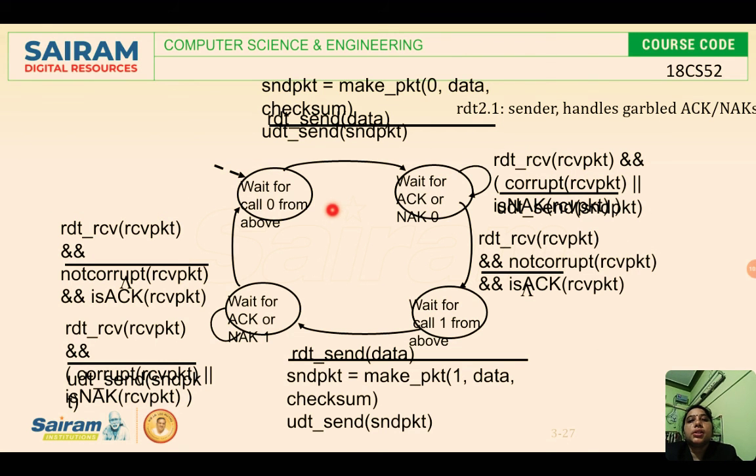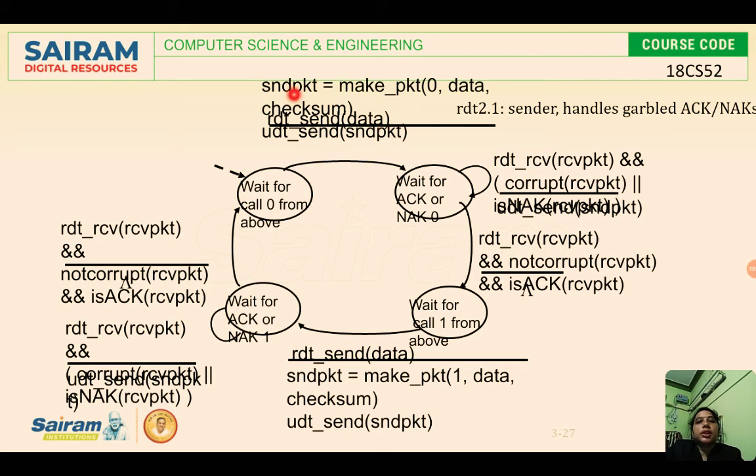At the sender side, as usual, the transport layer waits for the data from above. This is for the first data, so it is called call 0 from above. The sequence number is 0. As we said, the transport layer will initiate the event called rdt_send(data).